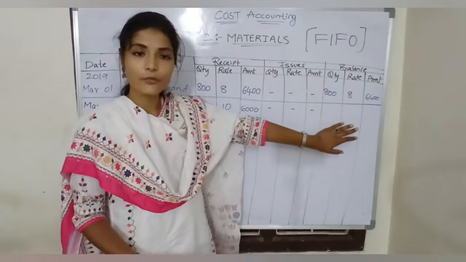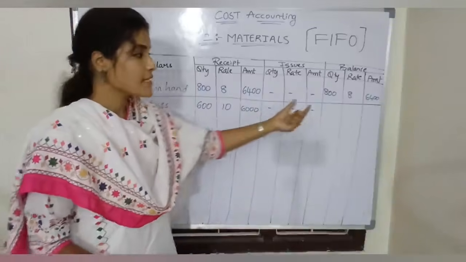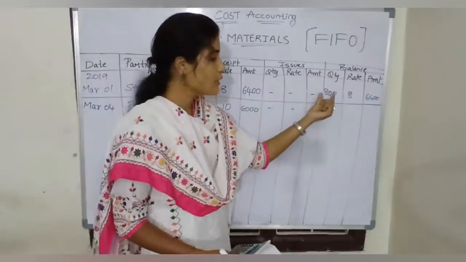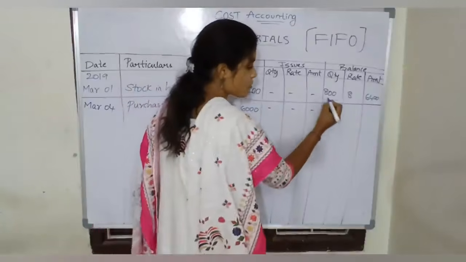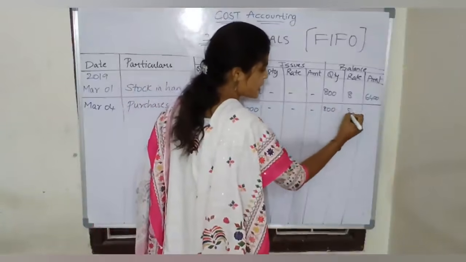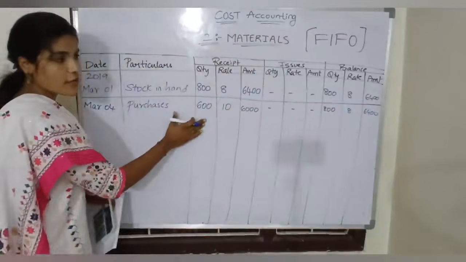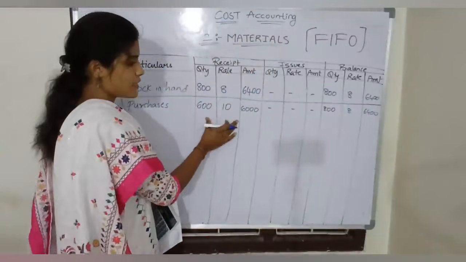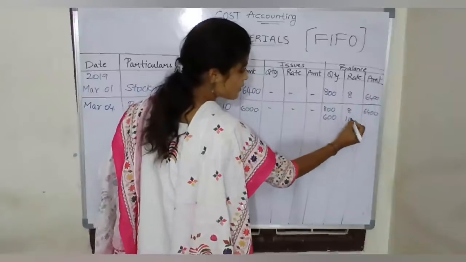So here how you need to enter is, before entering this purchases, what is the stock you are having in your godown? 800, 8, 6400 we are having. You should write that. What is the existing you are having? 800, 8, 6400. What is the new stock entering into the business? This is entering. How many quantity? 600 quantity. Each is 10 rupees.